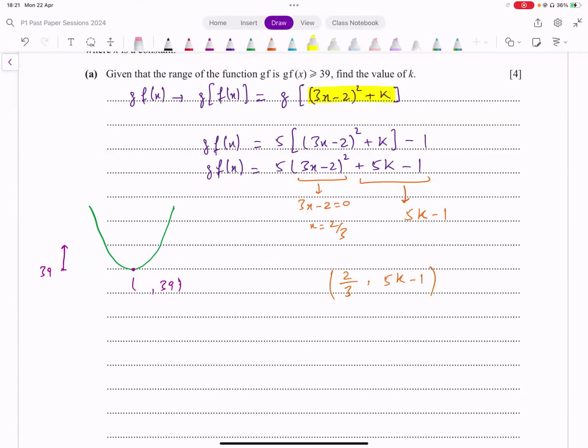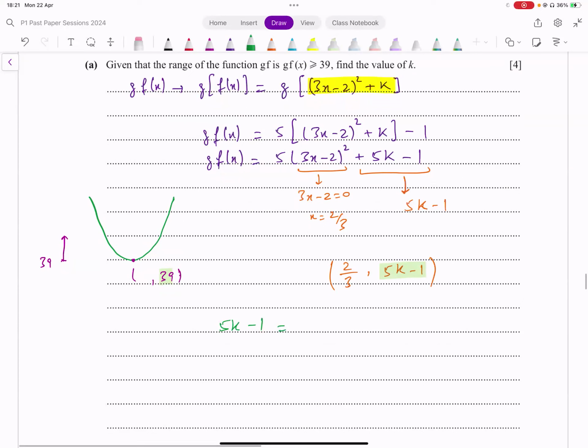Now we know the y coordinate is supposed to be 39, right? So all we have to do is equate these two things. We say 5k minus 1 has to be equal to 39, because this is basically the turning point of the graph. And that gives you k equal to 40 over 5, which is 8. And that's the value of k that we were looking for.